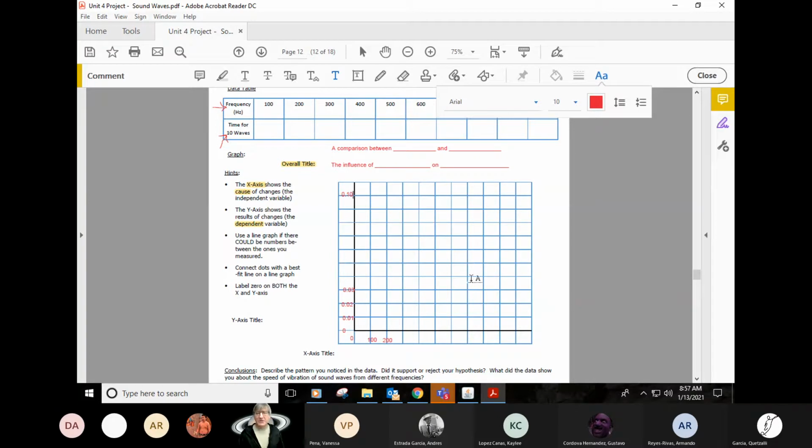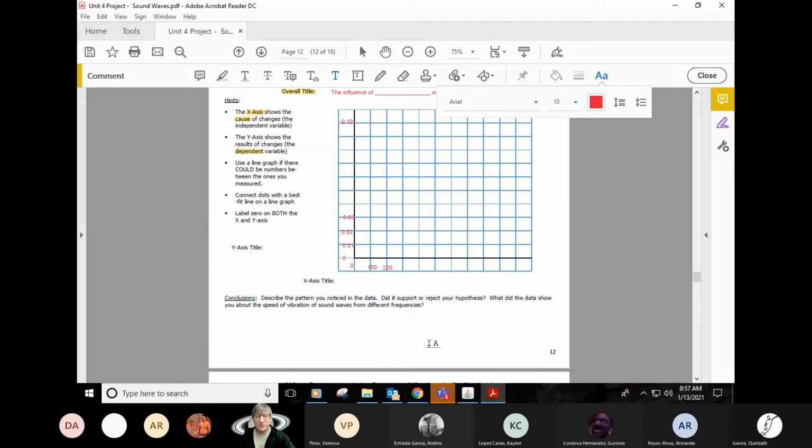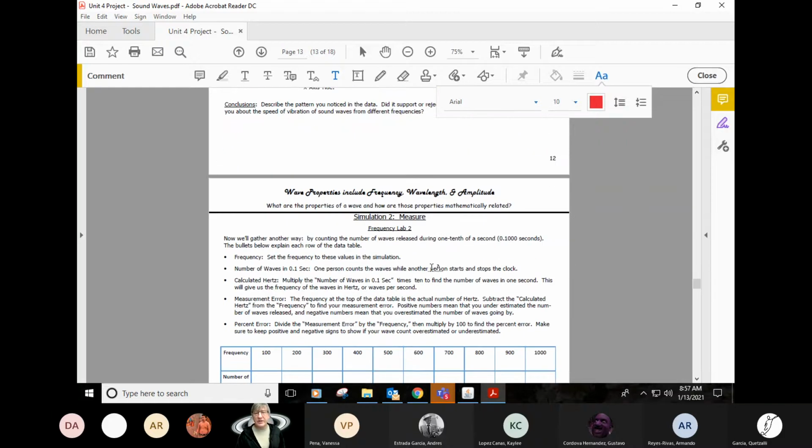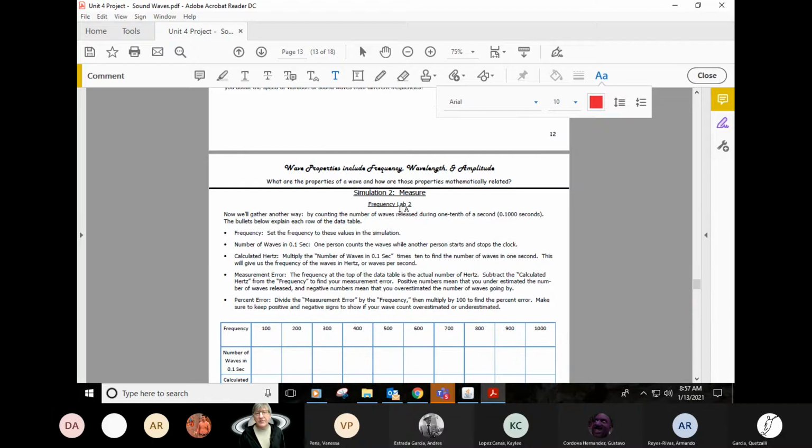Okay? So you were supposed to finish this graph on your own time and write out your conclusions down here. And that takes us to today. So we're going to do another lab today. And we're going to look at frequency again, but we're going to look at our data in another way.